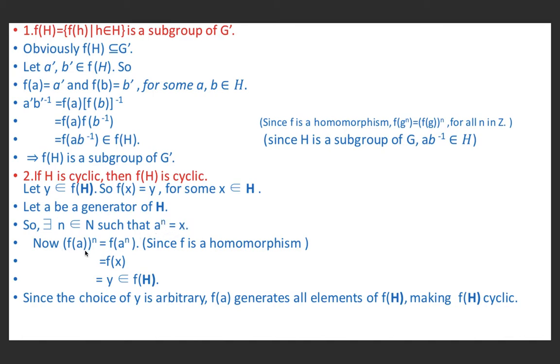Now f of a raised to n is equal to f(a) raised to n, since f is a homomorphism and we know that in a homomorphism f of g^n is equal to f(g) raised to the power n for all n in Z. And a^n is equal to x, so this is equal to f(x). And f(x) is equal to y, and this y belongs to f(H). Since the choice of y is arbitrary, it means f(a) generates the elements of f(H). So it means f(H) is also cyclic.